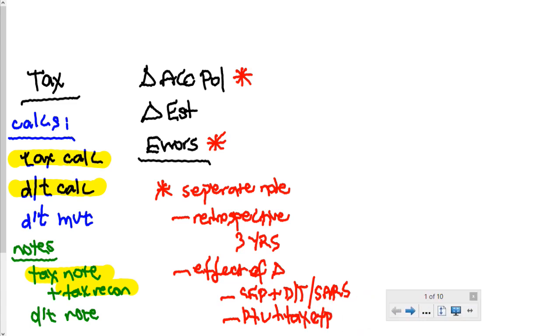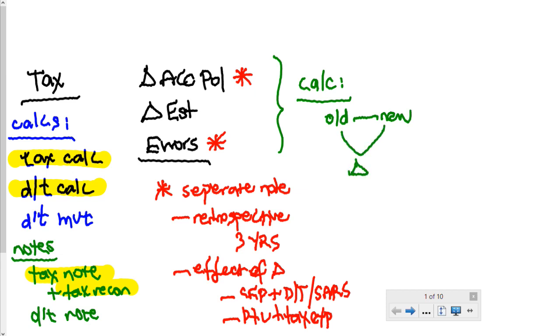The calculation that we do for these changes in accounting policies, estimates, and errors, for all three of them, there's a calc, and the calc is basically old, new, change. Old, new, change. Changes in estimate go into the PBT note. Don't have a separate note. They go into the PBT note. It's current year and future years. So it's a bit different.